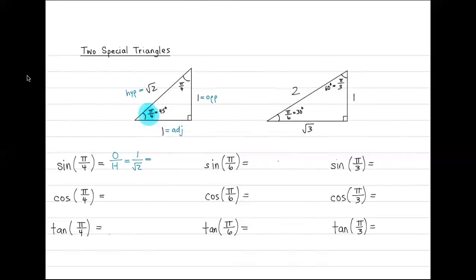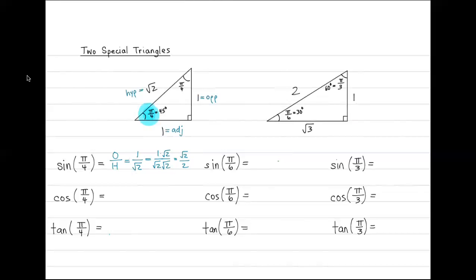But some teachers don't like that root on the bottom. So if you multiply the top and the bottom by root 2, remember that's just a big fancy 1, then we end up with root 2 over 2. And that would also be a correct answer. I think if you left the 1 over root 2 as your final answer, that would also be correct. I don't think it really matters. But just in case you've seen a different value for the sine of pi over 4, hopefully it was either 1 over root 2 or root 2 over 2 if you saw it before.